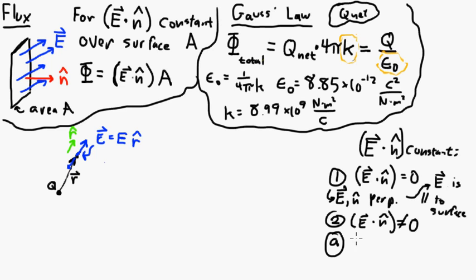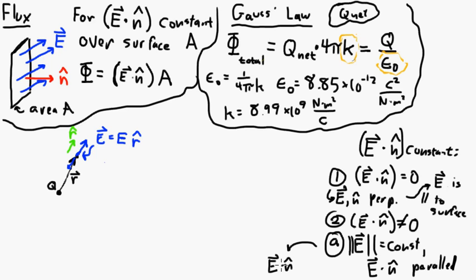One way, which I'm going to show you as option A, is to have the magnitude of your electric field vector be constant, and have the vector and n hat be parallel. And then E dot n hat, since these are parallel, the dot product just means you multiply their magnitudes. The magnitude of n hat is 1. So in that case, E dot n hat is just going to be equal to E. Okay?